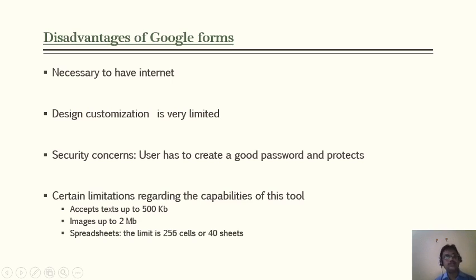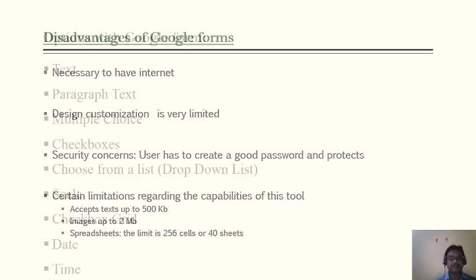For the spreadsheet, the limit is 256 cells and 40 sheets. So assume 256 cells, meaning 256 questions, and 40 sheets, etc. This is already very much for us. If you really are going to design a very long survey or a very long form, then with the Google form, we may have to design multiple Google forms, or we may use another kind of software. So these are the limitations of the Google form.